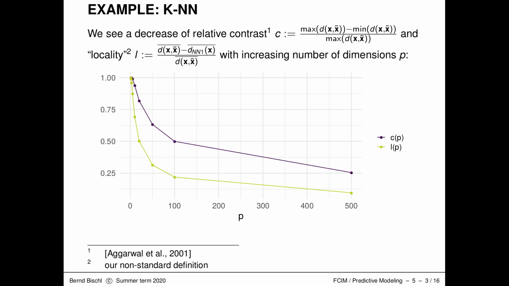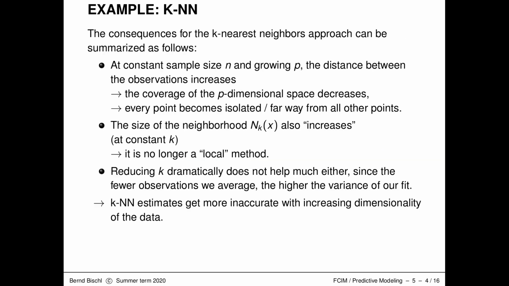And this is exactly what we don't want for local methods to work well in such a space like KNN. So we can summarize the consequences for our K nearest neighbor algorithm now as follows. At constant sample size n, when the number of extracted features p grows, the distance between observations increases. And that means the coverage of the p-dimensional space decreases as well, and every point basically becomes isolated and far away from all other points. And that kind of makes local modeling in such a scenario basically impossible.